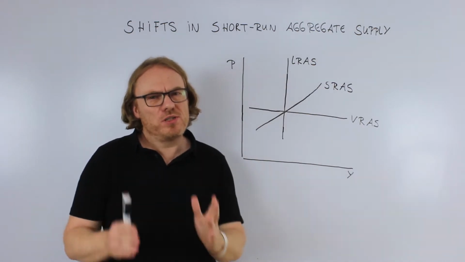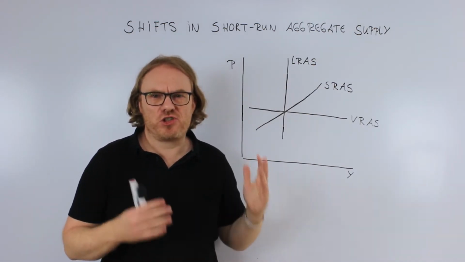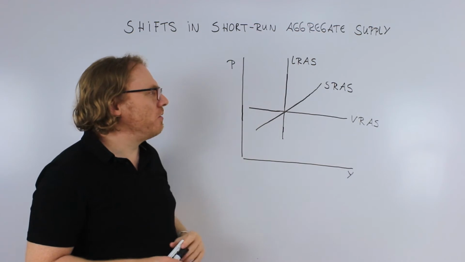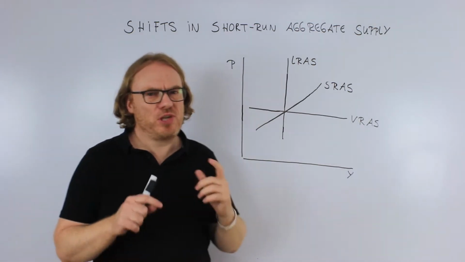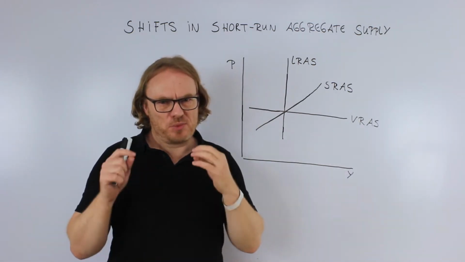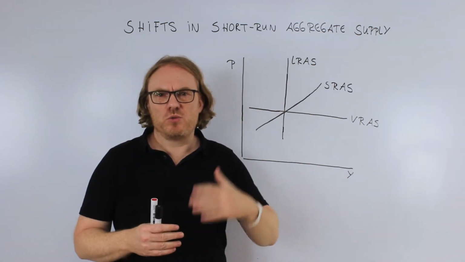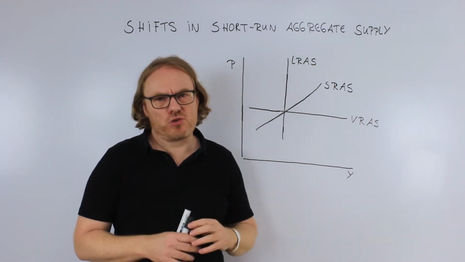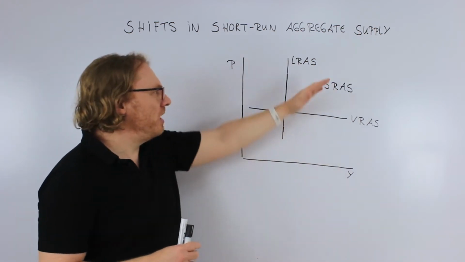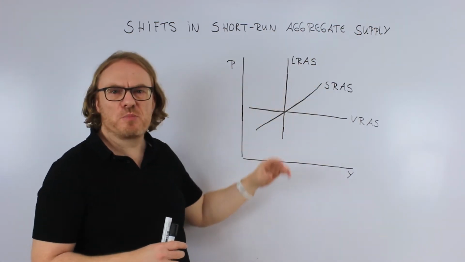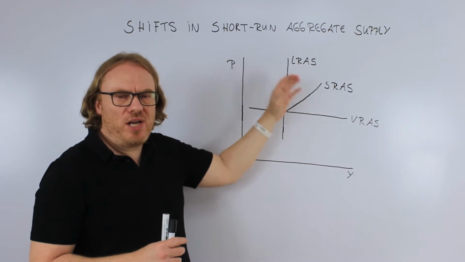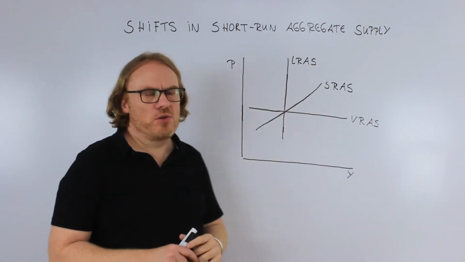And there is one and only one parameter that changes the short-run aggregate supply curve, and that is the production costs per unit. Once they change, once they rise, the short-run aggregate supply curve is shifted to the left, and once production costs per unit go down, it is shifted to the right.